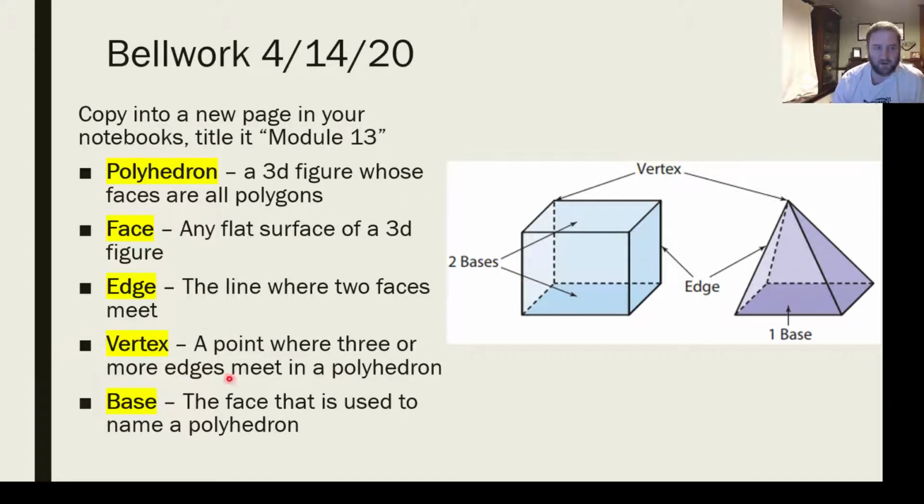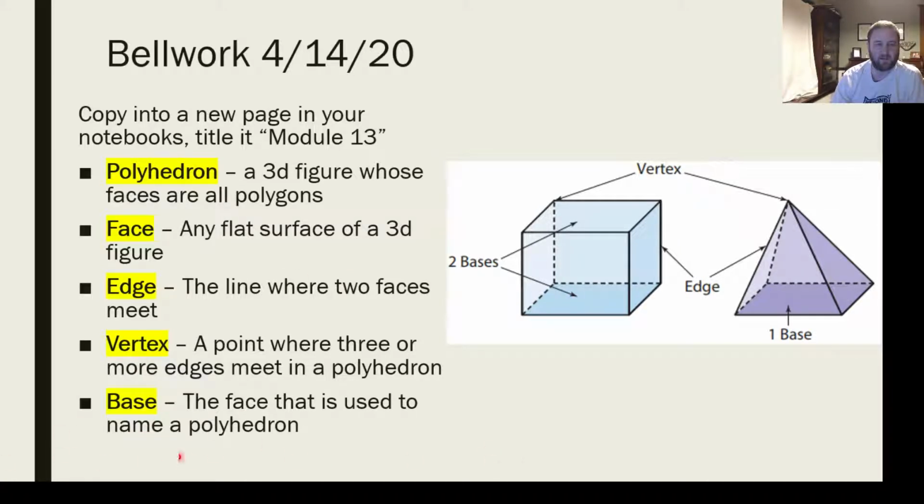And then a vertex is a point where 3 or more edges meet in a polyhedron. So this point right here is a vertex. This point here is a vertex. This point back here, this point here, this point. So basically just those single points where those edges meet, those are vertexes or vertices.